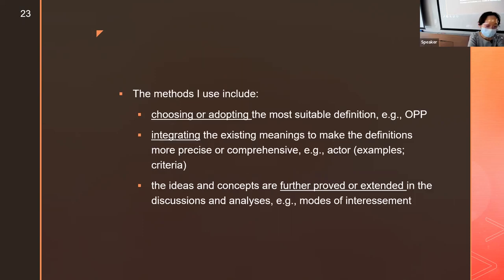So I used some methods to incorporate the ideas and concepts of the theory. The methods I use include, first, choosing the most suitable definition, and the example here is the concept of obligatory passage point. I think we do not have time to go into that, so I will just move on to the next method, which is to integrate the existing meanings of some concepts and make the definitions more precise or comprehensive. For example, actor. I developed the concept of actor based on many examples given by ANT researchers, and also proposed criteria to separate actors from the people, entities, or elements that took part in translation.